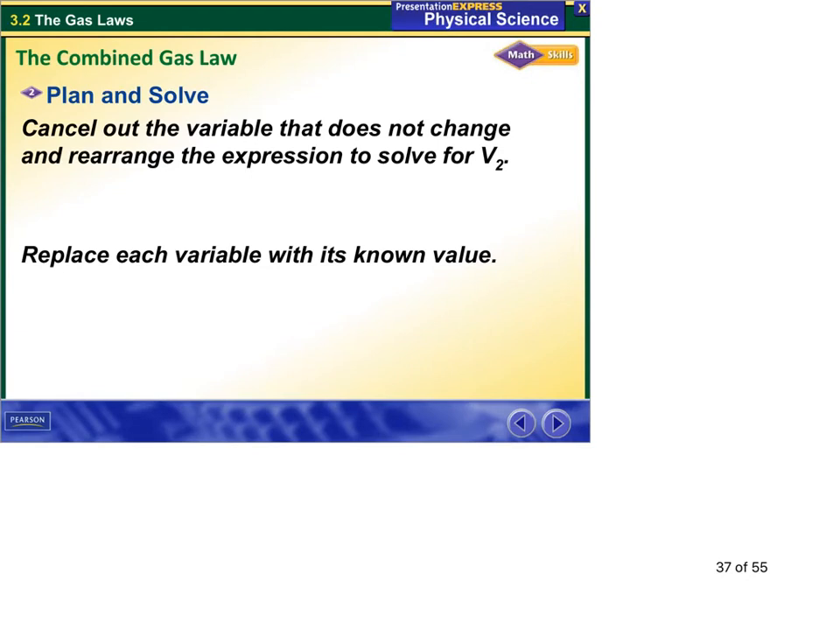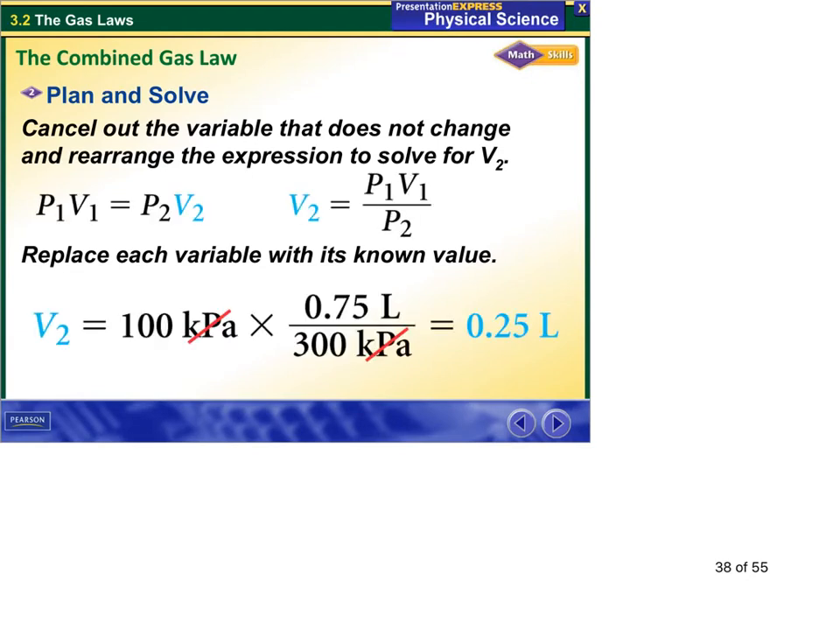We can cancel out the variable that does not change. So we just need P1 V1 equals P2 V2. We can rearrange that formula to V2 equals P1 V1 over P2. Do a little substituting in, a little solving, and we get 0.25 liters.